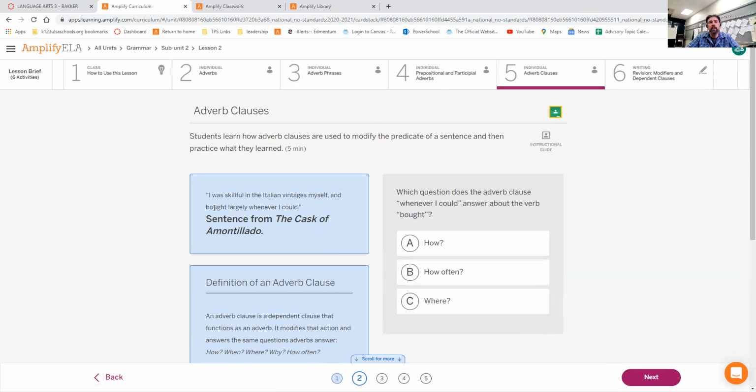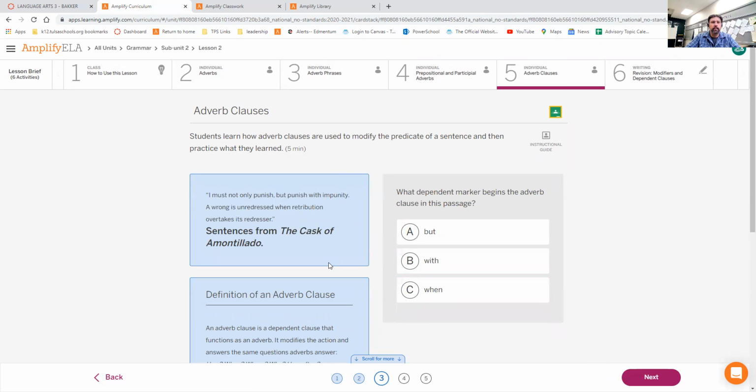Next one: I was skillful in the Italian vintages myself and bought largely whenever I could. The question they're asking us is, whenever I could answers what question? Is it how I bought? Is it how often I bought? Or is it where I bought? And in this case, it's how often. B is your correct answer.